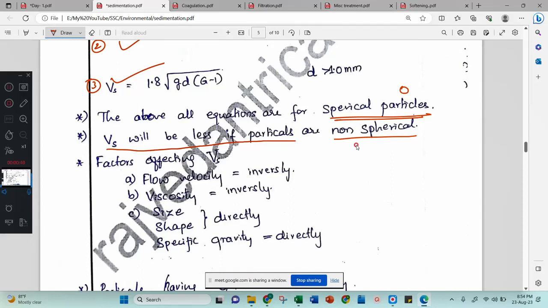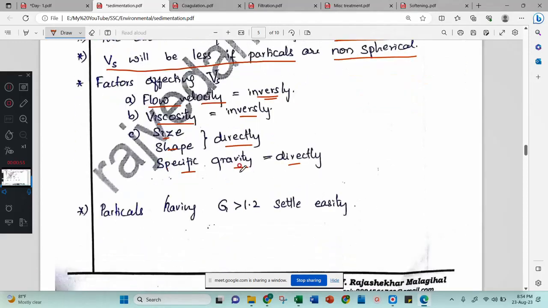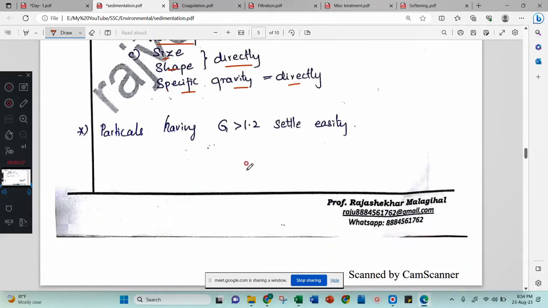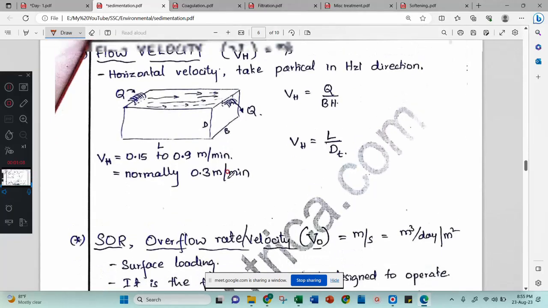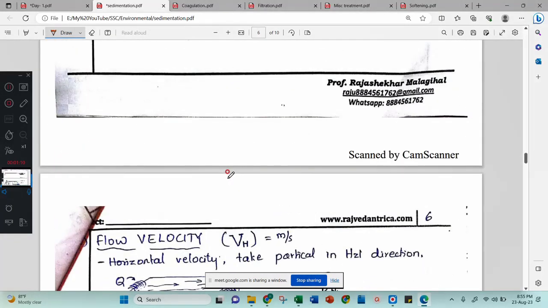Next, factors affecting Vs. You can go through the equation. In the equation you will come to know the flow velocity is inversely proportional and the viscosity is inversely proportional. Size and shape are directly proportional and specific gravity is directly proportional. As I said, particles of specific gravity greater than 1.2 will settle easily. We have discussed enough about settling velocity.